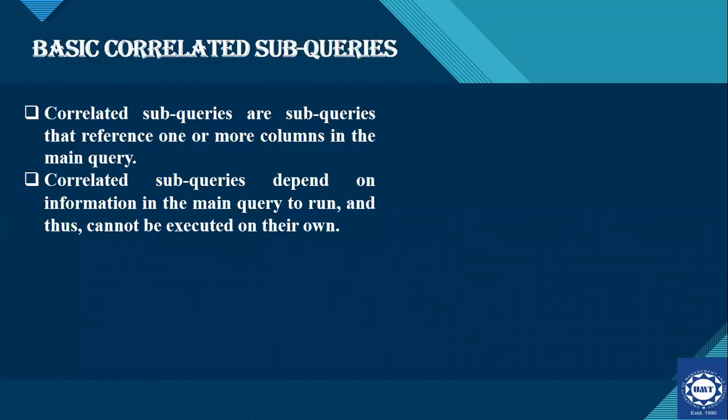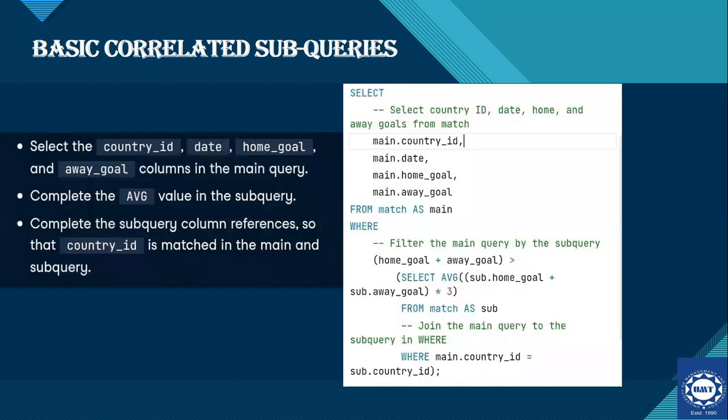Then basic correlated subqueries. Correlated subqueries are subqueries that reference one or more columns in the main query, and these subqueries depend on the information in the main query to run and thus cannot be executed on their own. Basic correlated subqueries work just like this.